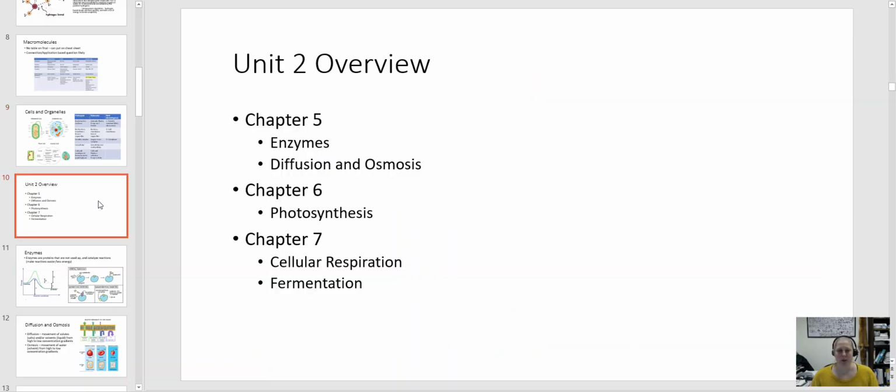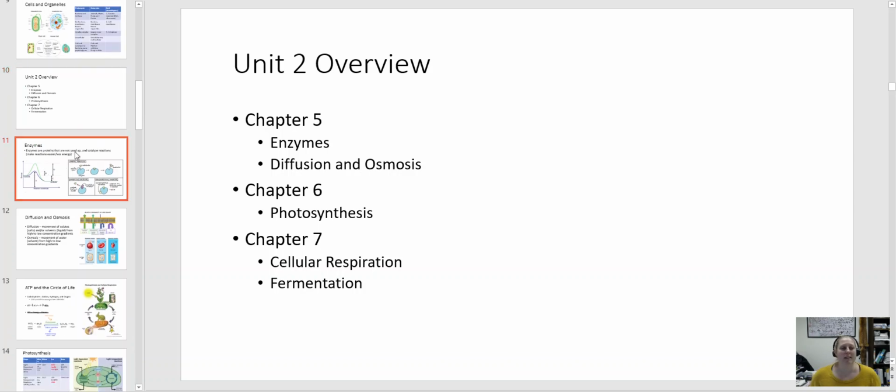Let's go into Unit 2. For Unit 2, we covered chapters 5, 6, and 7, which was basically metabolism because we talked about enzymes, diffusion and osmosis, photosynthesis, and cellular respiration. I know that you are all probably panicking a little bit about photosynthesis and cellular respiration. You don't have to. There are no tables on the final exam. I have tested you on that. These are going to be more application and recognition of those processes questions on the final.